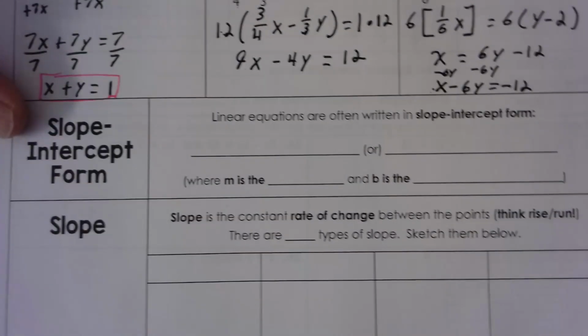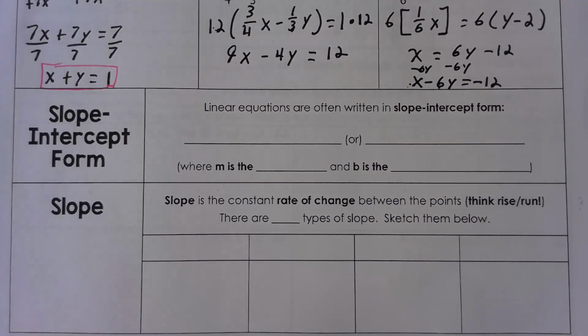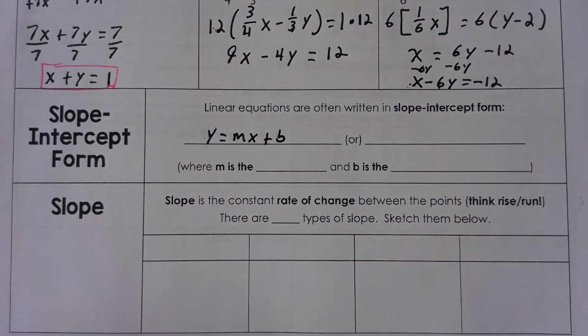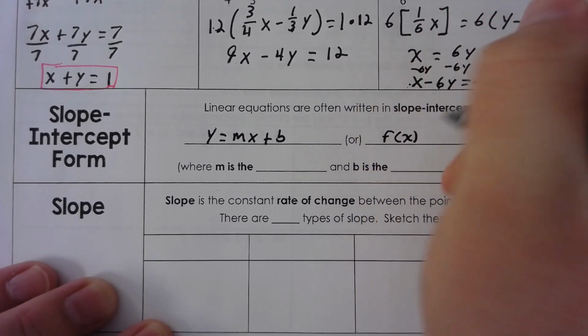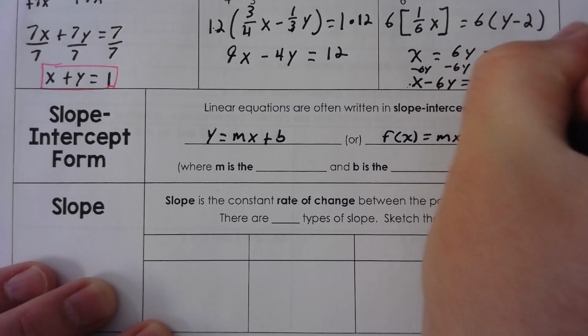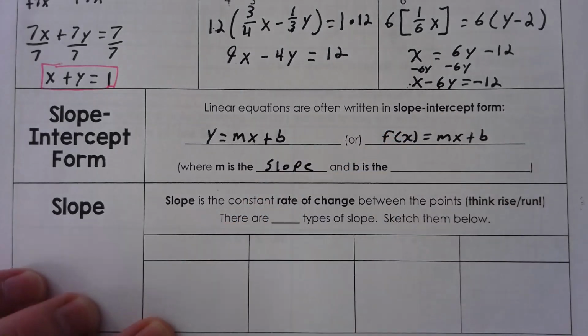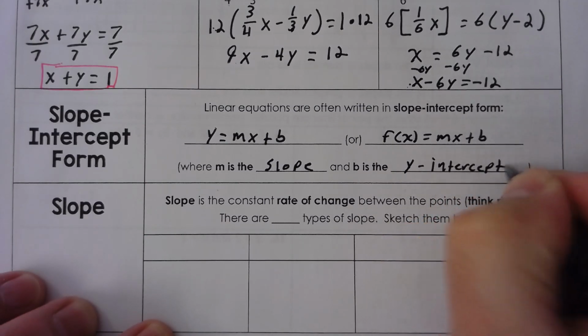So the next that we've got, slope-intercept. We write equations in actually 3 different ways, but we are just going over 2 of them right now. So for slope-intercept, it looks like this. y is equal to mx plus b. Or, like we did yesterday with our function notation, f of x is equal to mx plus b, where m is the slope and b is the y-intercept.